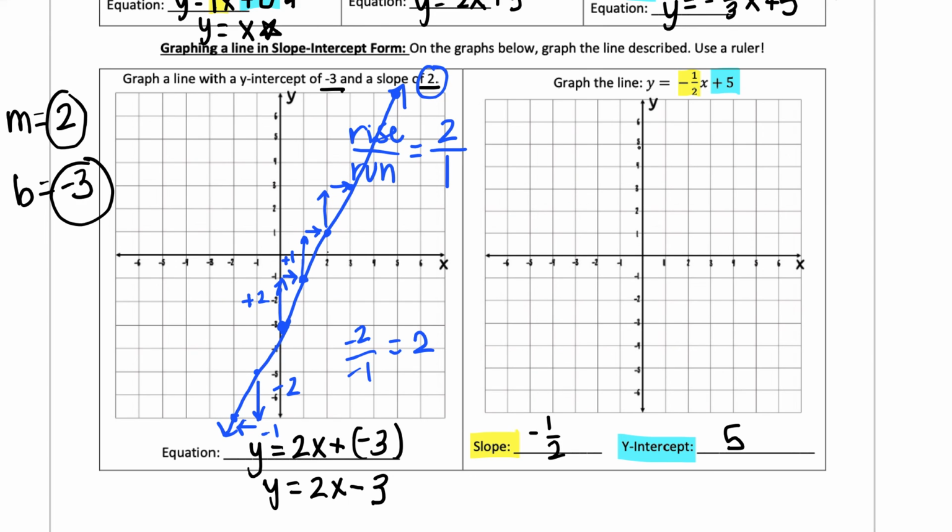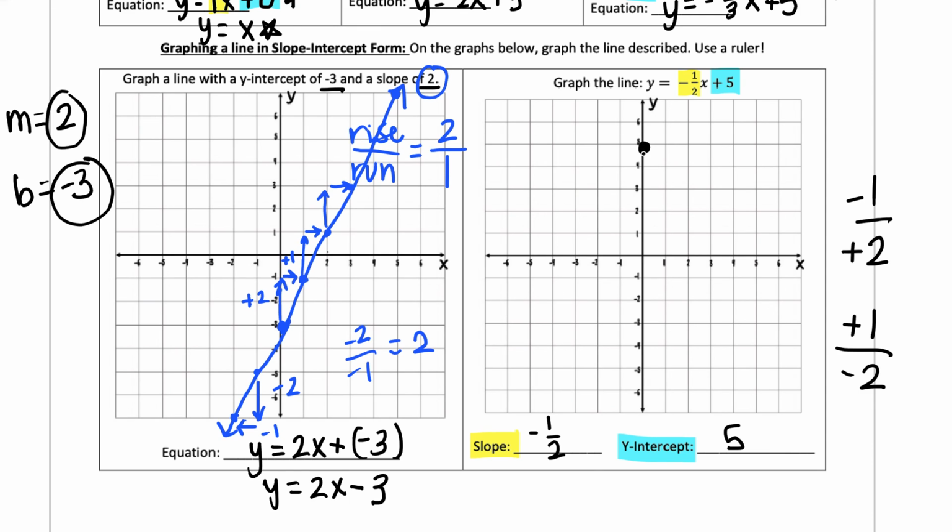So when you're going to put this on the graph, always start by plotting your y-intercept first. So go onto your y-axis and find positive 5. That'll be the first point on your graph. And then your slope is negative 1/2. So that means we're going down 1 and to the right 2, because a negative divided by a positive will be our negative slope. Or you could also do positive 1 divided by negative 2. As long as you are doing one positive and one negative, it doesn't matter.